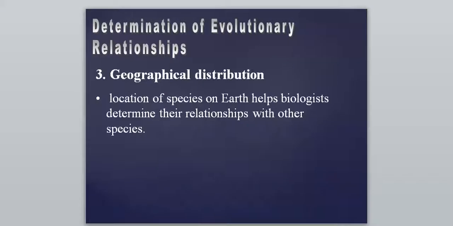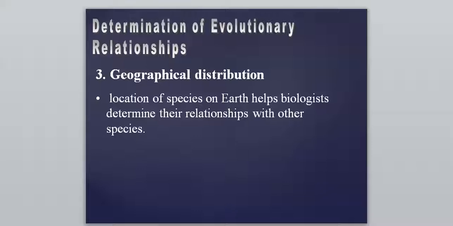The next way we can look at how we classify organisms would be geographical distribution. This is just the location of species on Earth, which helps biologists determine their relationship with other species. I mean, that's pretty self-explanatory, I think. If two organisms don't live anywhere near each other, it's going to be hard for them to be related.